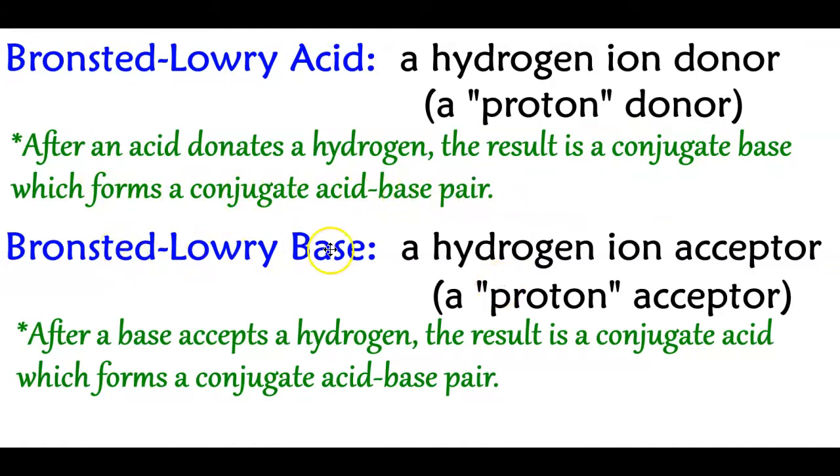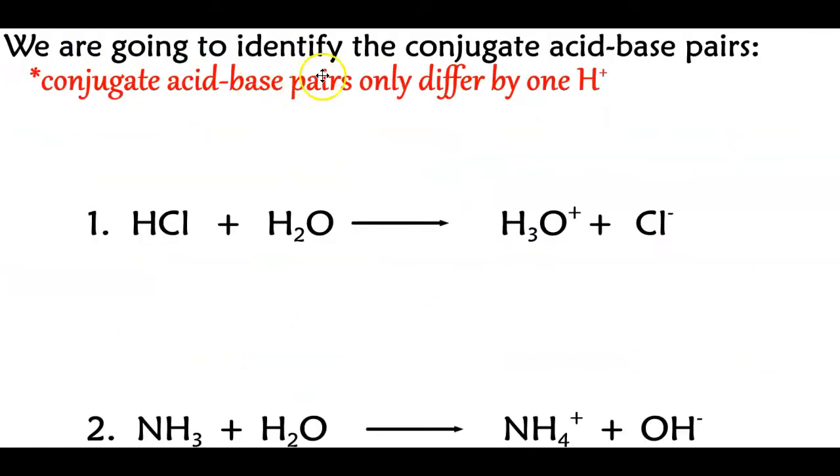A Bronsted-Lowry base is going to be a substance that is a hydrogen ion acceptor. And so we also call that a proton acceptor. So the acid donates the hydrogen, the base accepts or receives. After a base accepts a hydrogen, the result of it is a conjugate acid, which together they form conjugate acid-base pairs. So we're going to identify the conjugate acid-base pairs in several examples. And remember, all conjugate acid-base pairs only differ by one hydrogen.